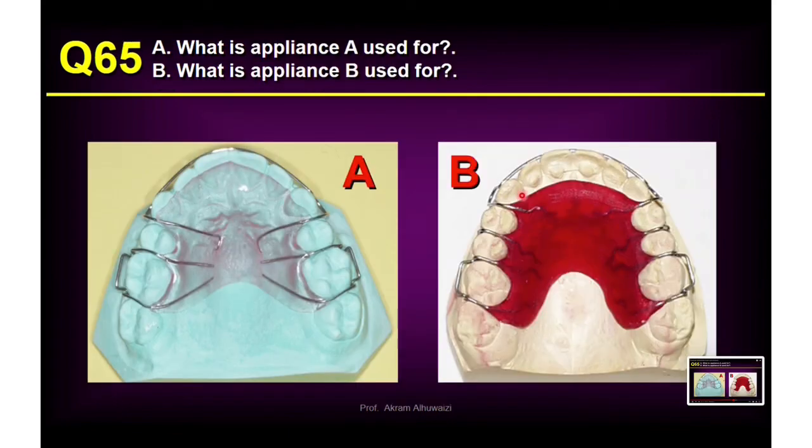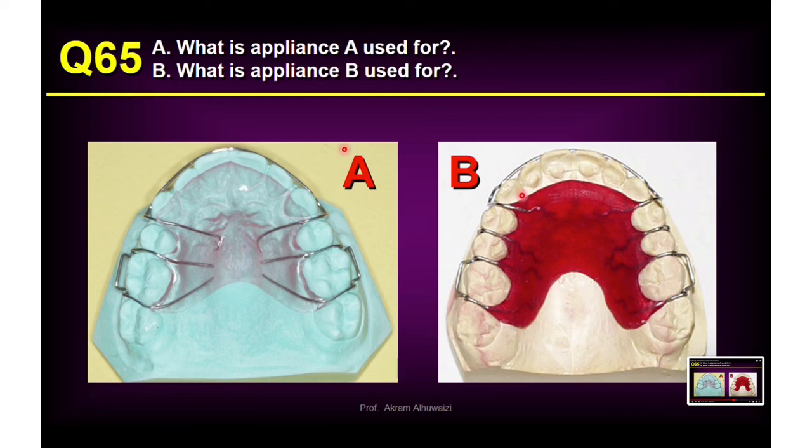What is appliance A used for? Appliance A is a Hawley appliance or Hawley retainer. It is used to retain the occlusion after removal of fixed appliance. What is appliance B used for? Appliance B is used for anterior retraction in cases with increased overjet or spacing of the upper labial teeth.